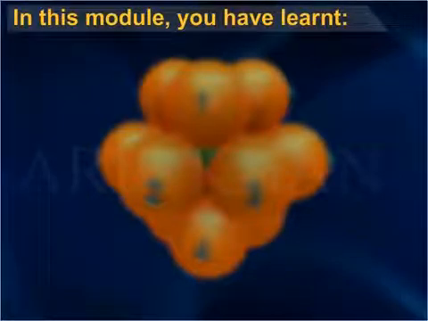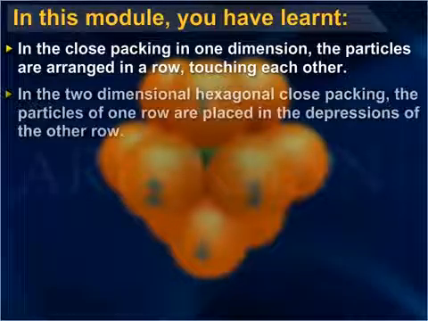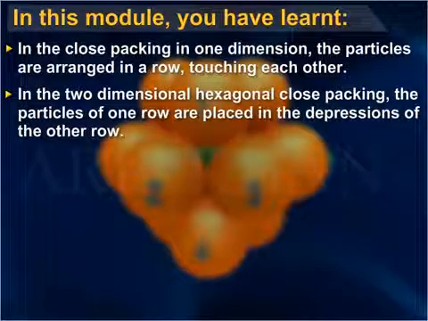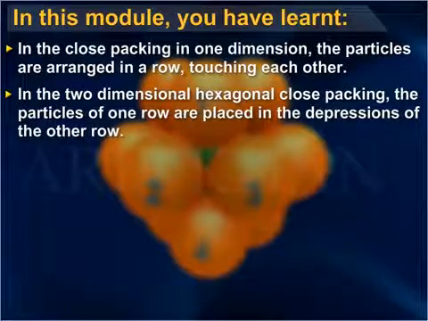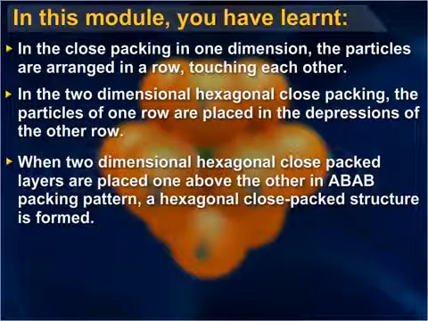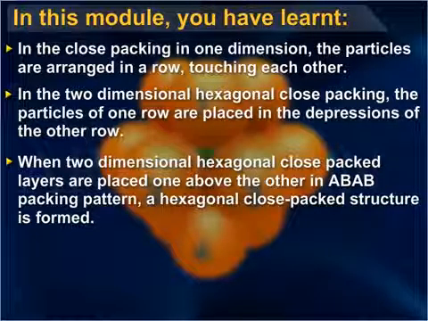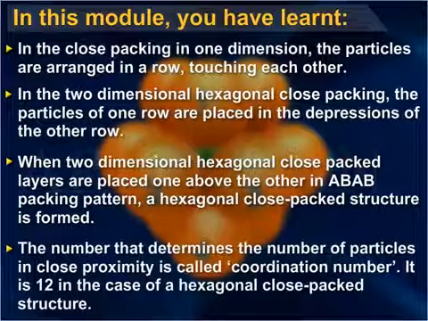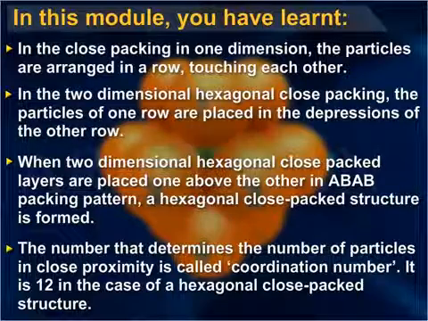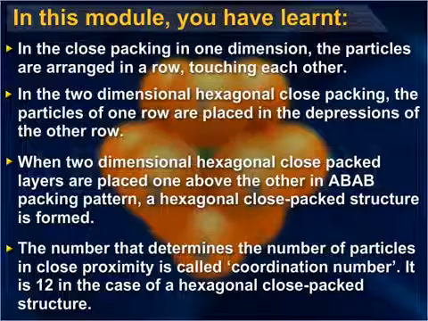In this module, you have learnt, in the close packing in one dimension, the particles are arranged in a row touching each other. In the two-dimensional hexagonal close packing, the particles of one row are placed in the depressions of the other row. When two-dimensional hexagonal close-packed layers are placed one above the other in AB-AB packing pattern, a hexagonal close-packed structure is formed. The number that determines the number of particles in close proximity is called coordination number. It is 12 in the case of a hexagonal close-packed structure.